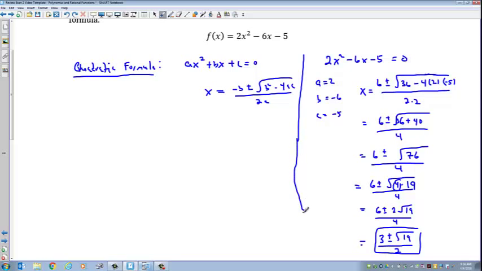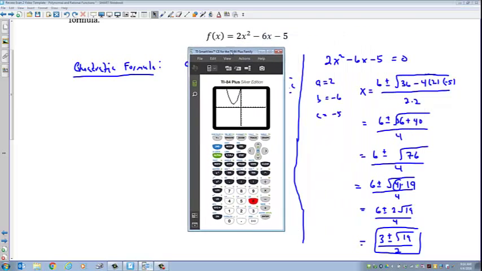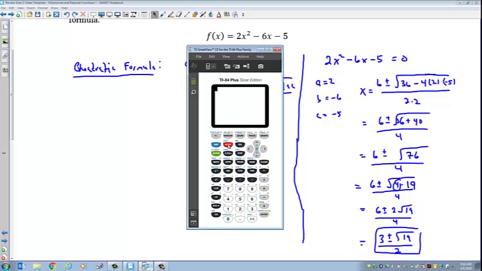You can check this answer, right? So let me show you how you can check this answer. A couple ways to do it, but probably the easiest way is just to plug this number in. So let's do 3 plus the square root of 19, in parentheses, divided by 2. So that's one of the roots, and it's that number there. So what we're going to do is take 2 times that answer squared, and then take away 6 times that answer, and then take away 5. If we get back 0, we did it right. If not, we made a mistake.